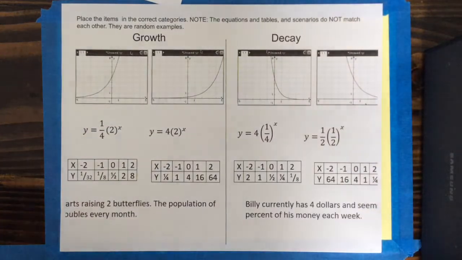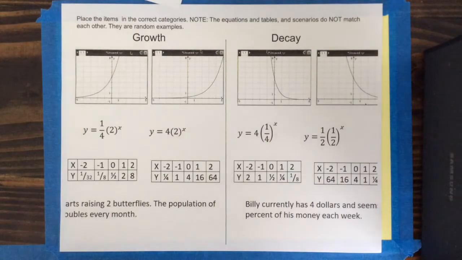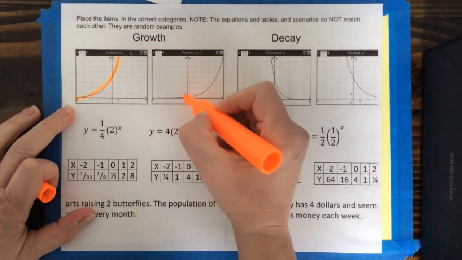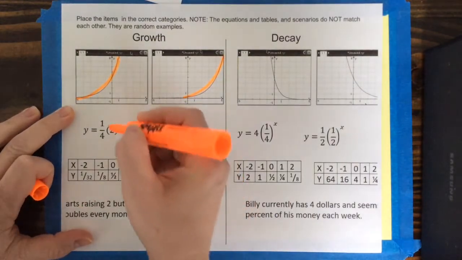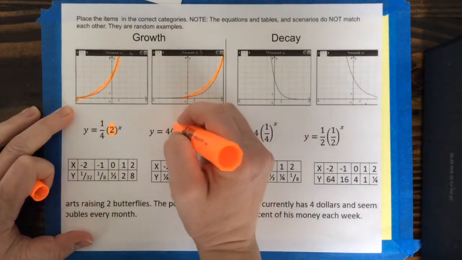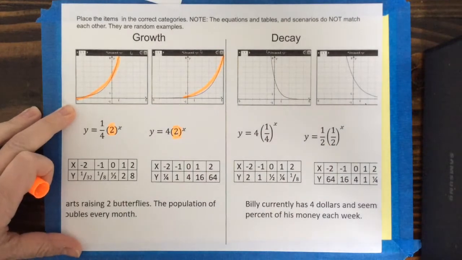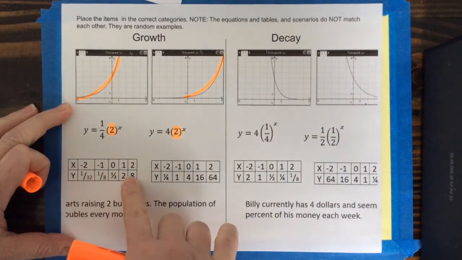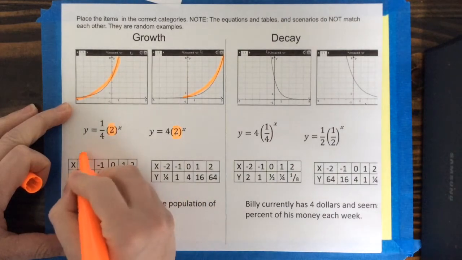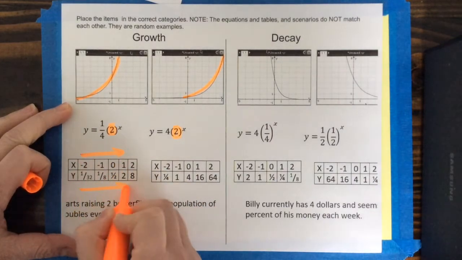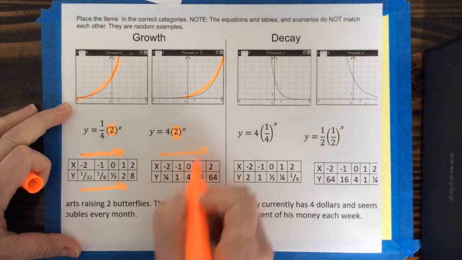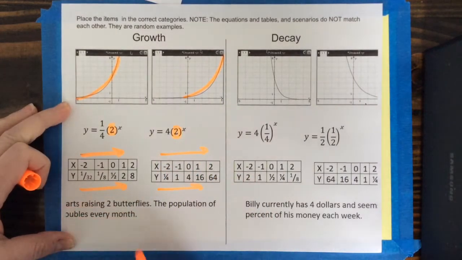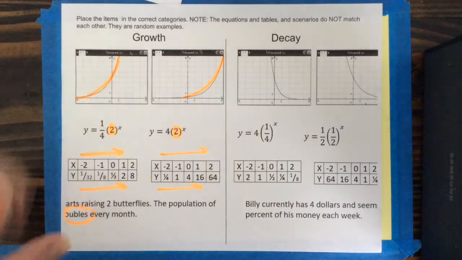Now, as you're looking at the growth side, you can see that growth graphs are increasing, and the multiplier here is greater than 1. As our x values increase, our y values are increasing. So these are going this way, these are increasing. Same thing over here. Someone is raising 2 butterflies, the population, that should say doubles every 2 months.